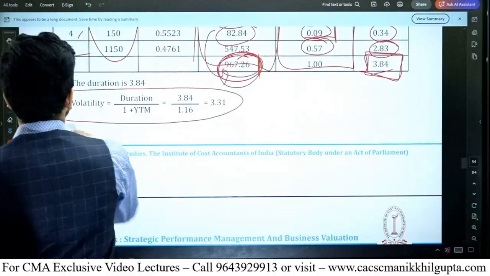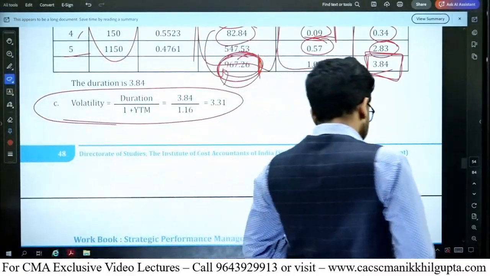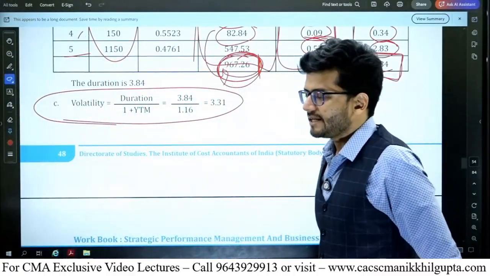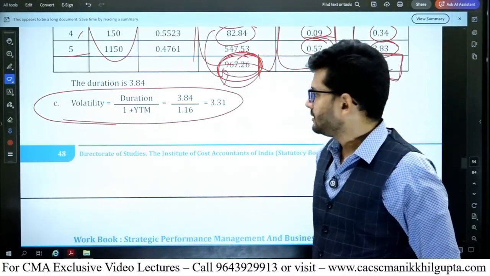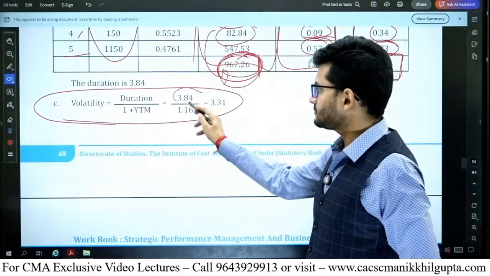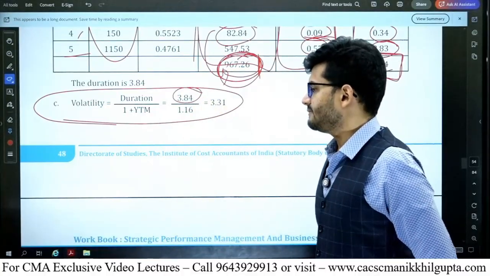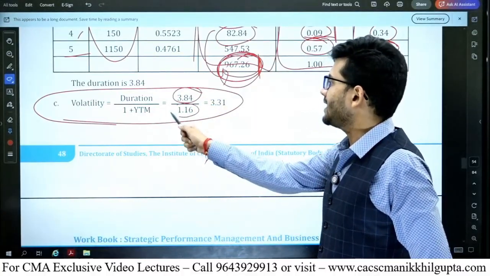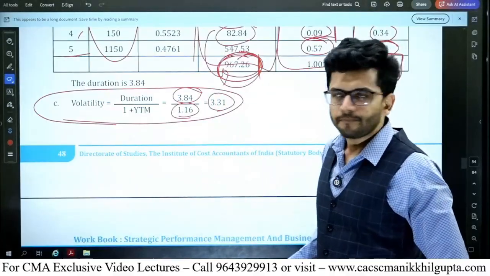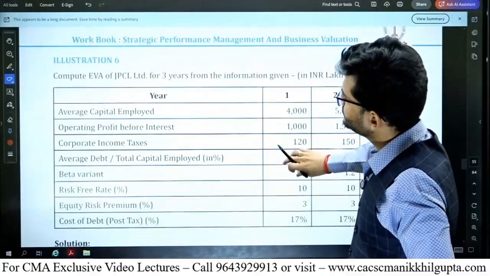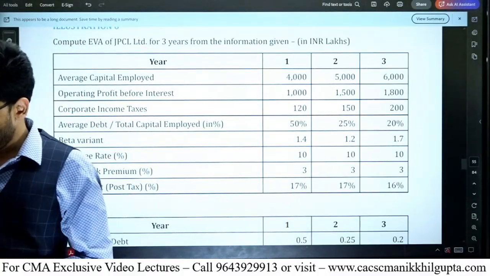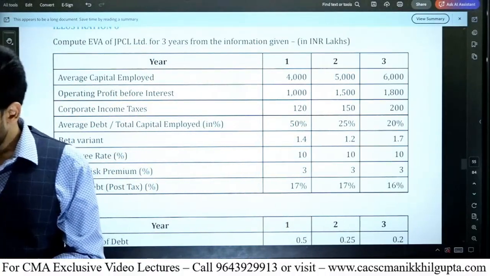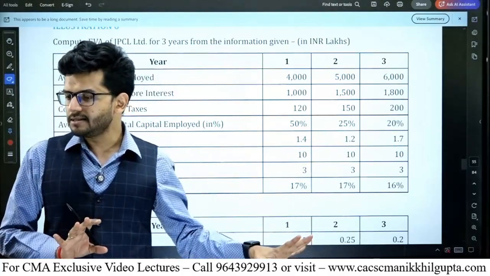Then what is the volatility? Volatility means the dynamism which is there in the share price, in the bond price in relation to the time. So the formula is duration within which our initial investment will be recovered divided by 1 plus YTM. This is the volatility which is computed, 3.31. Okay, sir, got it. Okay, so yes, again word play is there, number play is there. All right, next one is quite simple and easy.